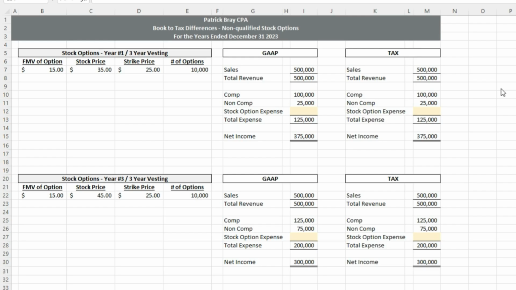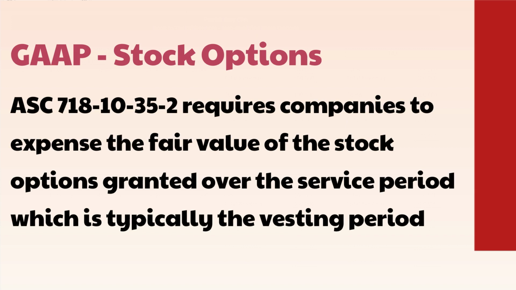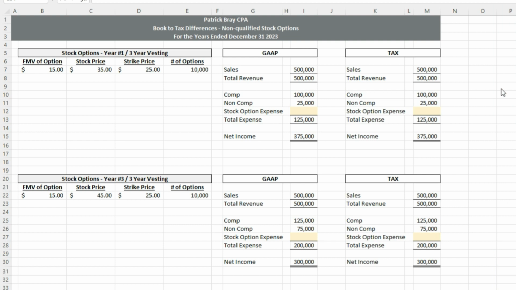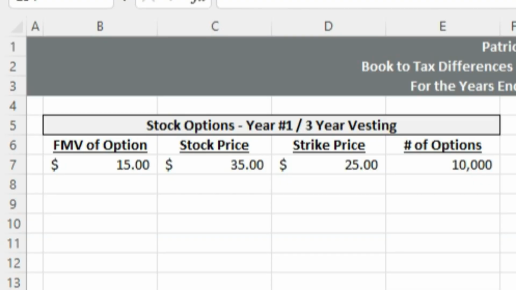So from a GAAP standpoint for stock options, we're going to look to ASC 718-10-35-2, and stock option expense can be fairly complicated. A lot of times you're going to have software that does the calculation for you. But basically, you want to find what the fair market value of that option is when it's been issued, and you want to take that fair market value times the number of options that have been granted. And you're going to straight line amortize the stock options over typically your vesting period.